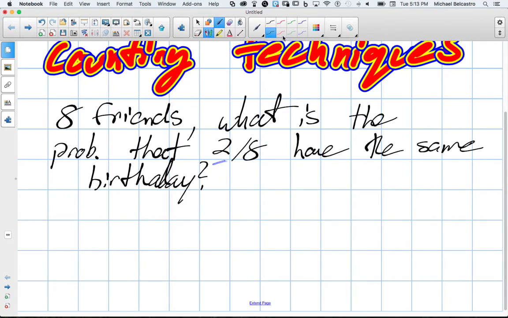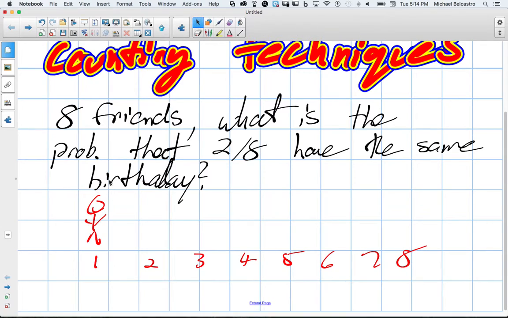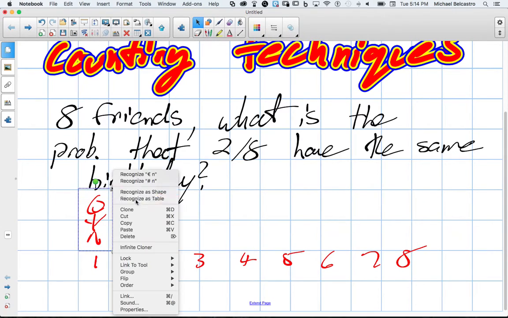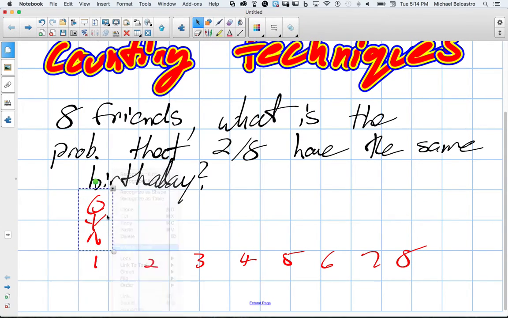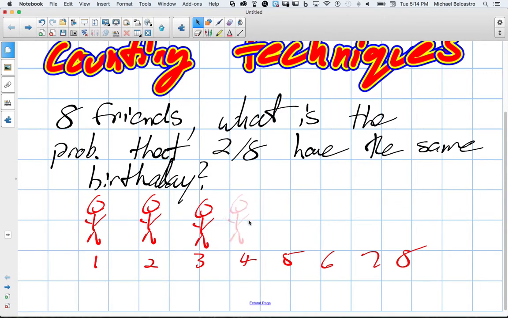We'll talk about our 8 friends. So we have friend 1, and then we'll call him number 1, number 2, 3, 4, 5, 6, 7, 8. So we're going to have 8 placeholders for all of these people. Okay, and what we need to do is figure out the probability, like we said, that none of them have the same birthday.